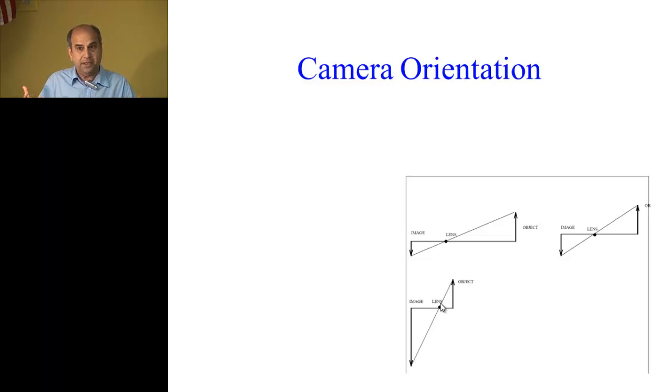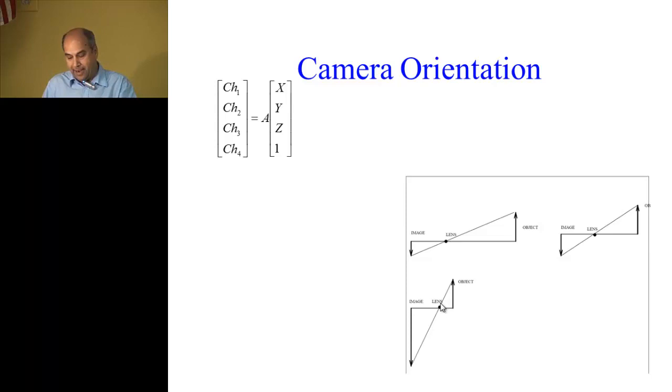So we have this system, we know the A, so we have the X, Y, Z world coordinates, and we multiply A and X, Y, Z, we get the homogeneous coordinates in the image. And now the image coordinates are defined like this: x is CH1 divided by CH4, y is CH2 divided by CH4, that's the Cartesian coordinates. When will x, y become infinity using these two equations? CH4, if it is zero, then it becomes infinity. So that's what we are going to do.